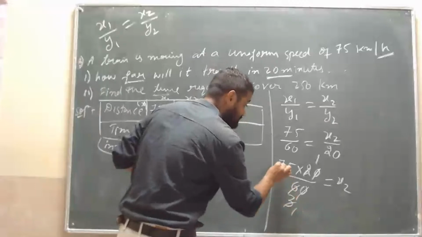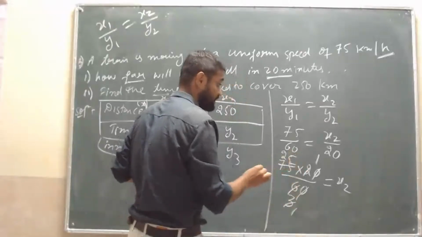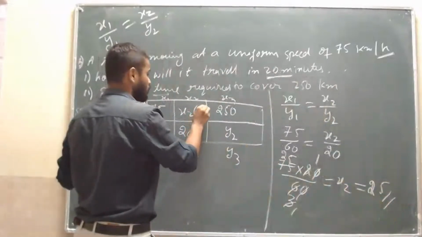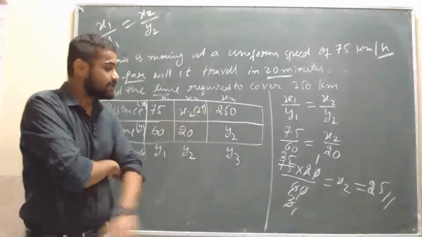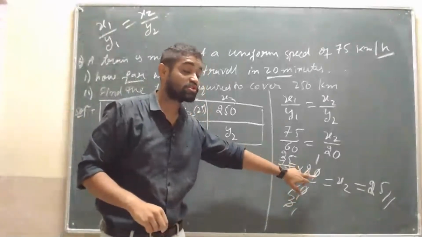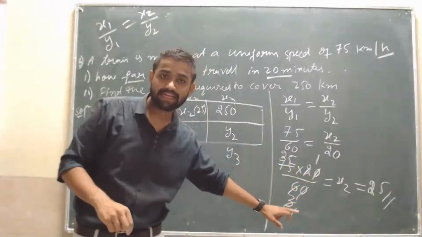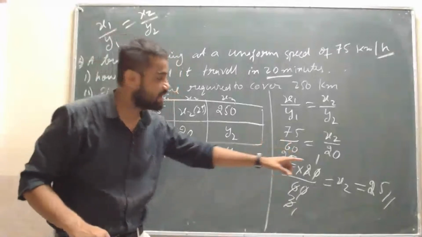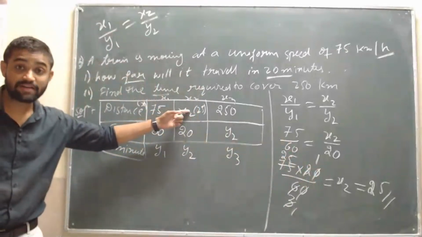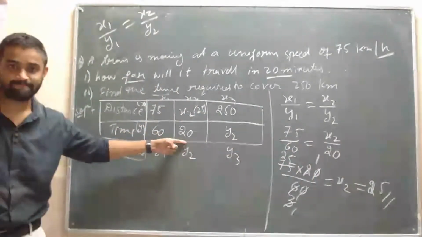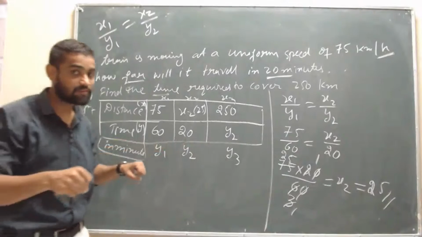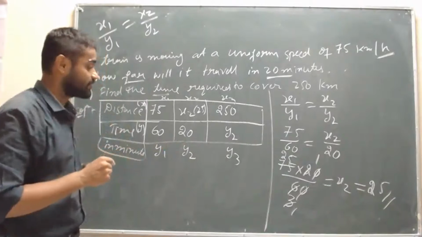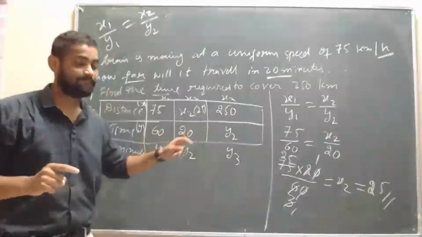Constant. 3 1s are 3, 3 2s are 6, 3 5s are 15. What is the value of x2? That is 25 kilometer. Concentrate once again. 75 into 20 divided by 60. 20 1s are 20 and 20 3s are 60. And again 3 1s are 3 and 3 2s are 6, and the remainder is 15, and 3 5s are 15. And the train covers 25 kilometer in 20 minutes. Sir, you know what is meant by uniform speed. In science class we have learned that. And again we have to find out the time.